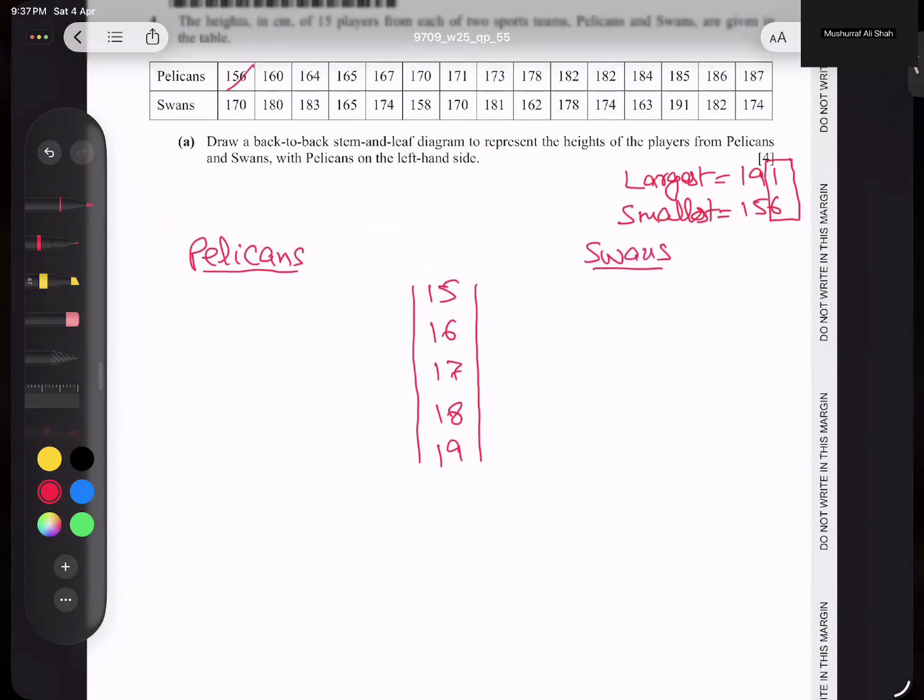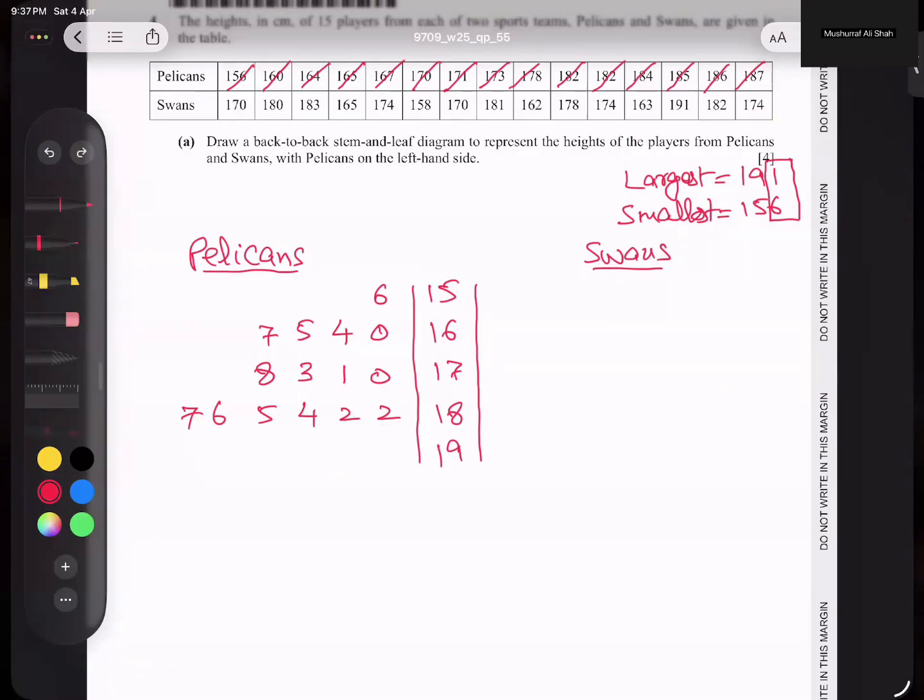So I write here 6. 160, I'm writing 0 here. 164, I'm writing 4 here. 65, 67, so 5 and 7. Okay, 70, 71, 73, 78. So 0, 1, 3, and 8. 82, 82, 84, 85, 86, all are 80s. So 82 is coming twice, then 4, then 5, then 6, and after that 7. Okay, no numbers are in the 90s.